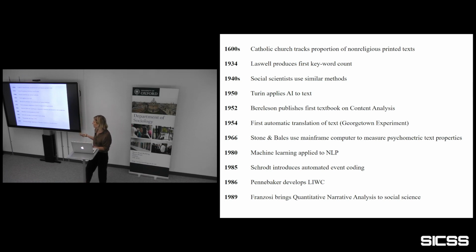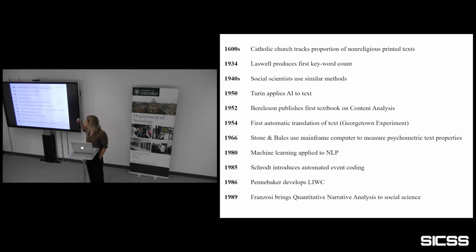Turning now to the history, we'll do this really quickly. The same Hopkins and King article on the history of computational text analysis notes that the Catholic Church tracked the proportion of non-religious printed texts in the 1600s, and they mention this as one of the first examples we have of word count or some sort of content analysis. My intuition is there's probably a precursor to this in other parts of the world, whether the Middle East, Asia or Africa, but this is a Western focus, and King and Hopkins were going in that direction. So content analysis started a long time ago.